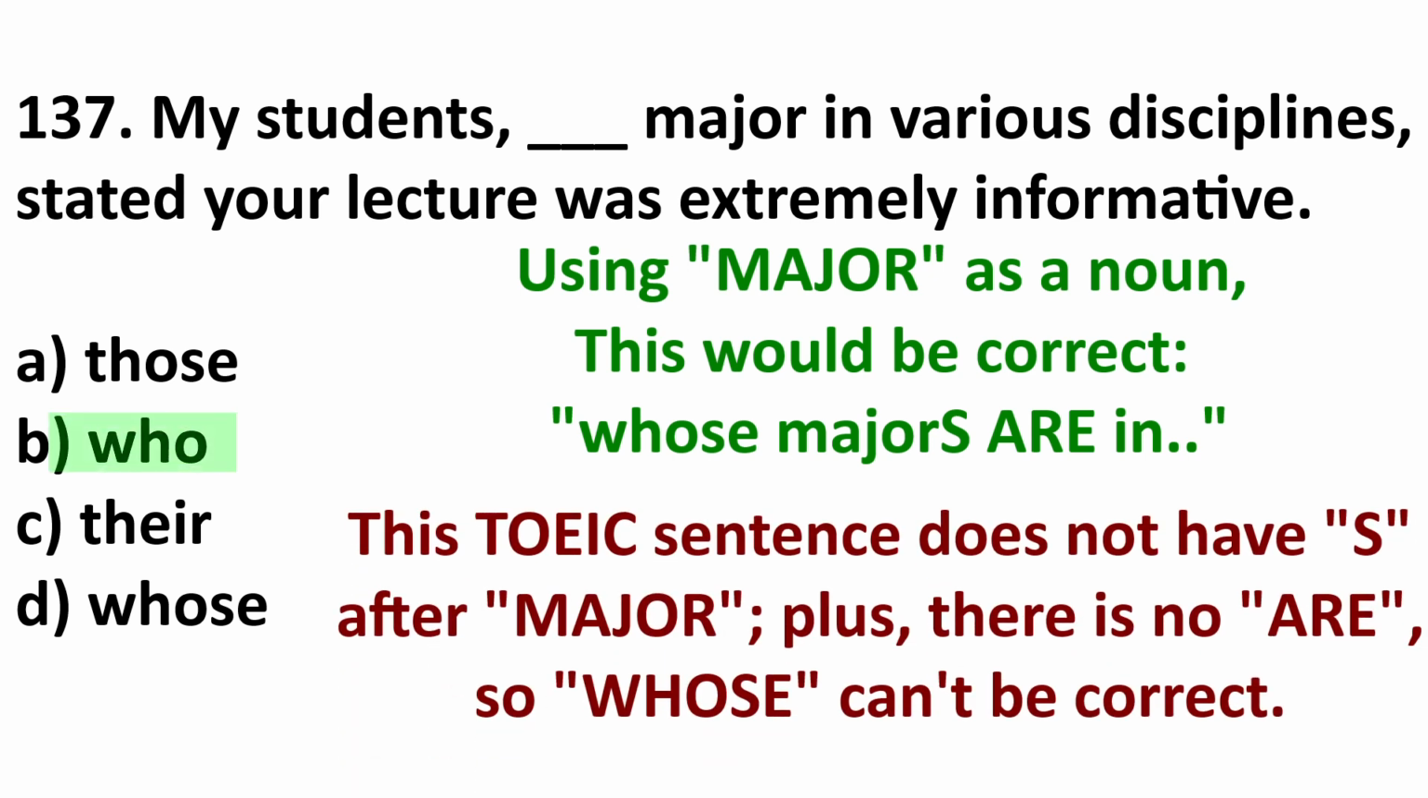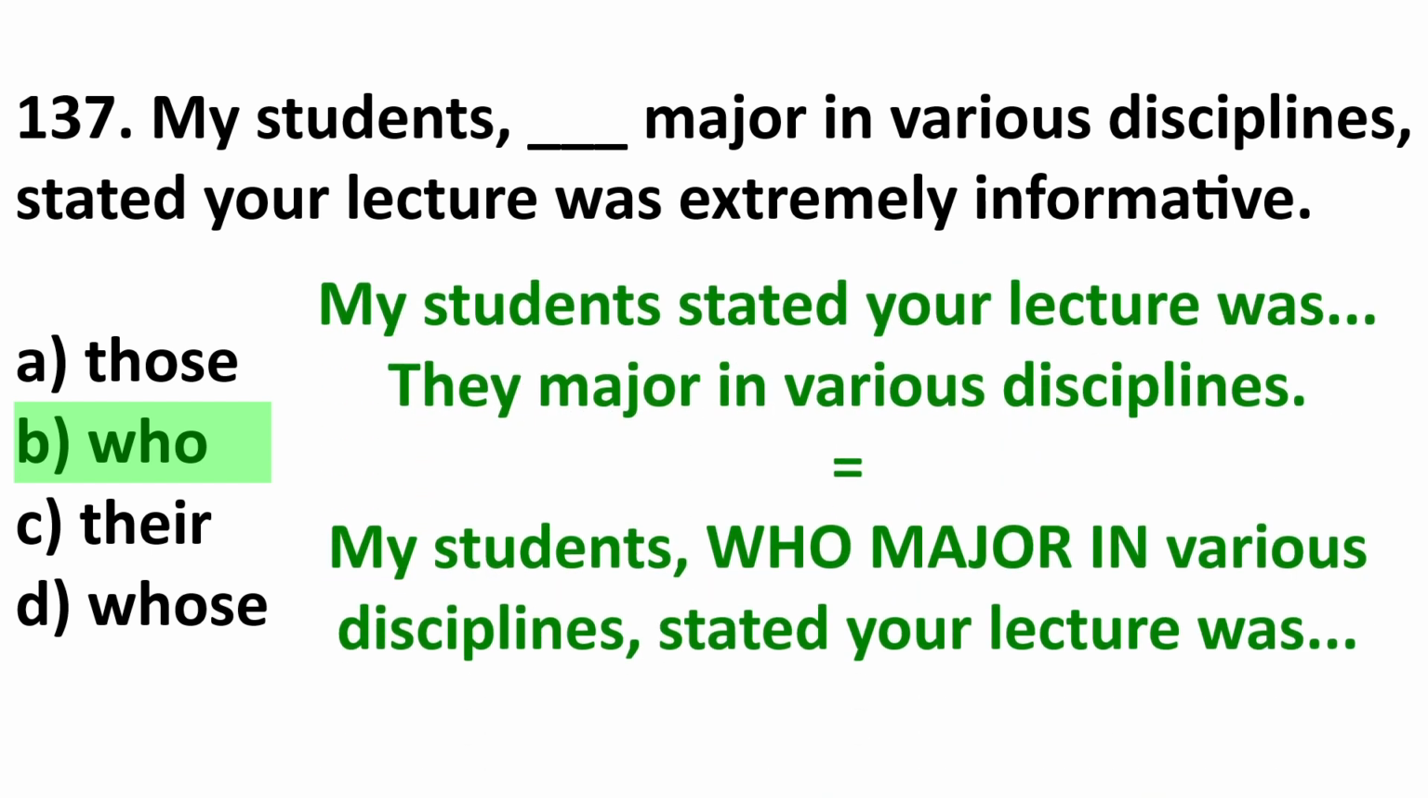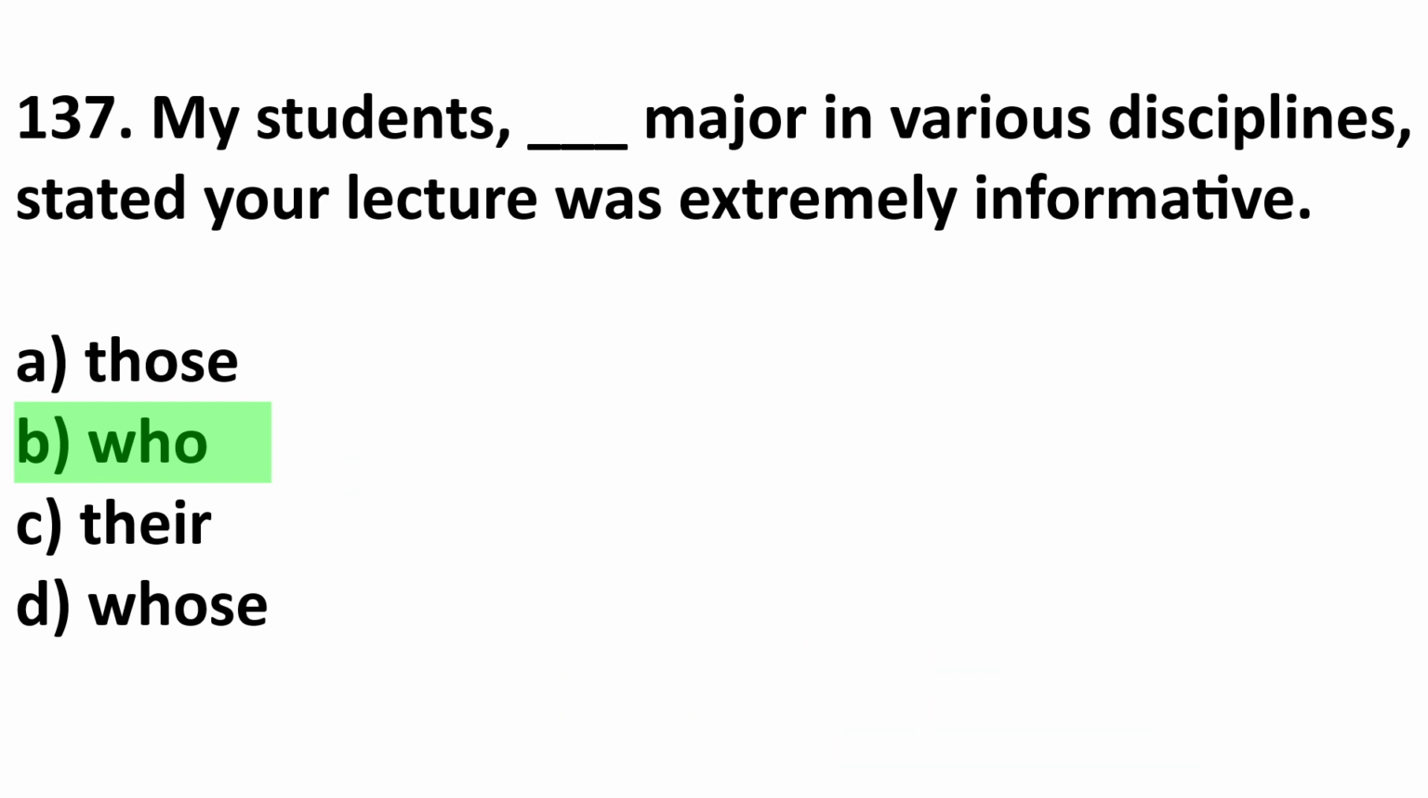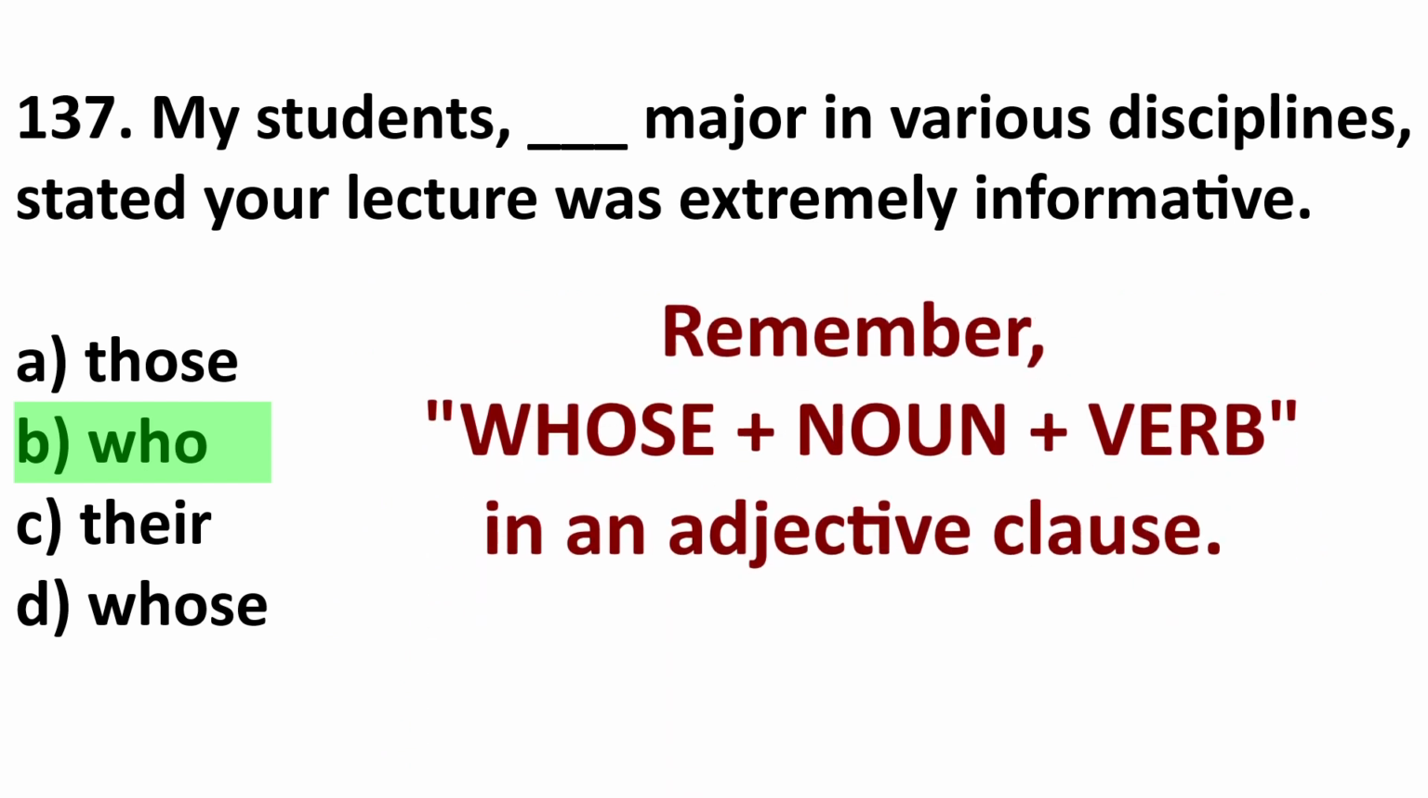But in this sentence, there is no S after major, and there is no verb after major. So major has to be the verb. Major is the verb. So we are saying they major in various disciplines. The students major in various disciplines. So the original sentence is, my students stated your lecture was extremely informative. They major in various disciplines. My students who major in various disciplines. Not whose, because remember, after whose, we need a noun plus verb.